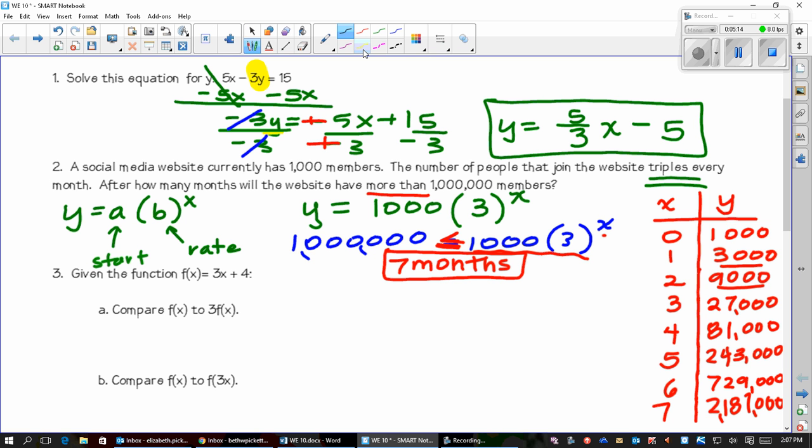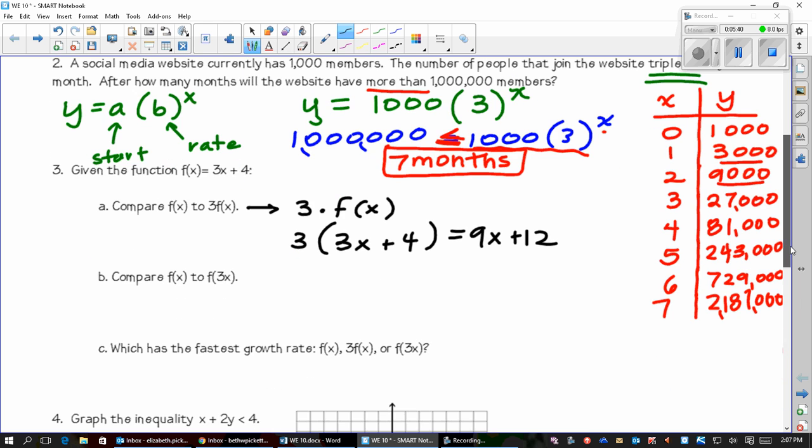All right. Given the function f of x equals 3x plus 4, compare f of x to 3 times f of x. Okay, the first key here is an understanding that this is really just 3 multiplied by f of x. So 3 multiplied by that f of x function, which was given as 3x plus 4. That gives us 9x plus 12.